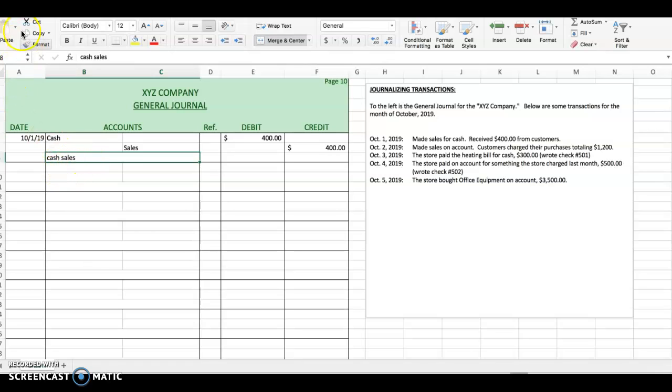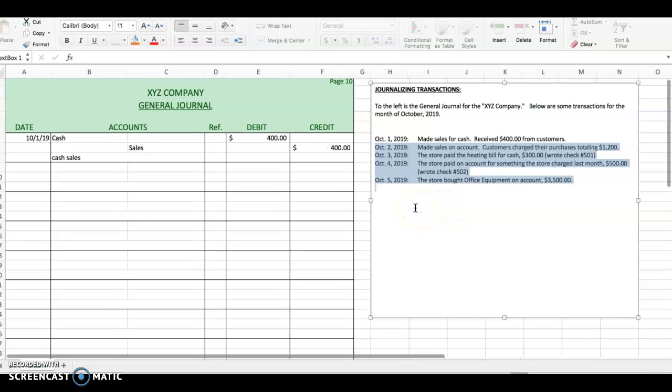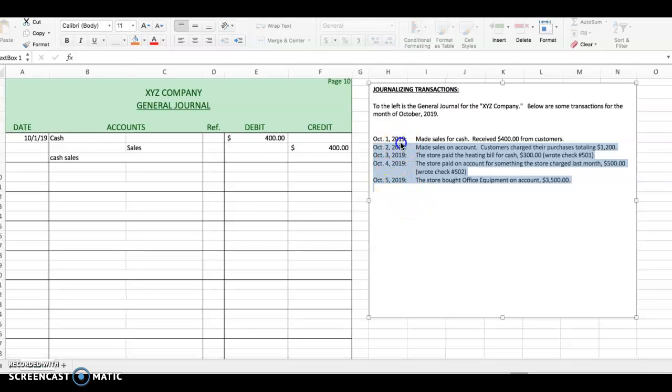Now I'm going to go through these other transactions here fairly quickly, so again, you may need to go back and listen to this again to make sure it sinks in. Let's look at the next transaction.